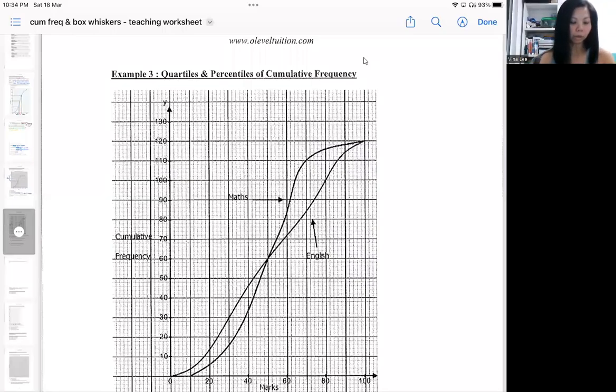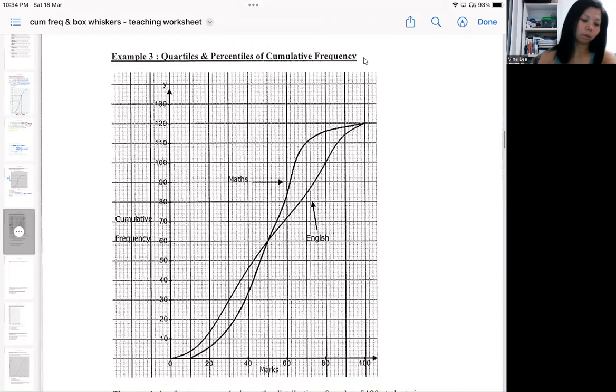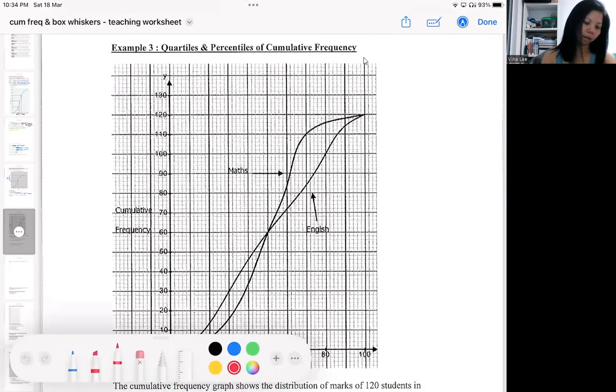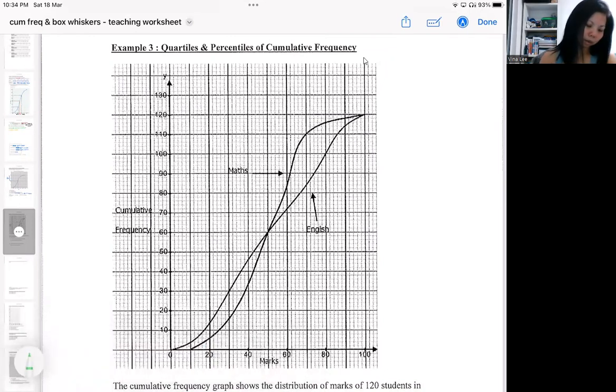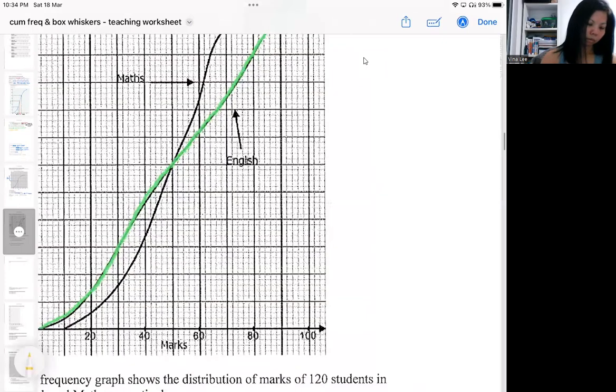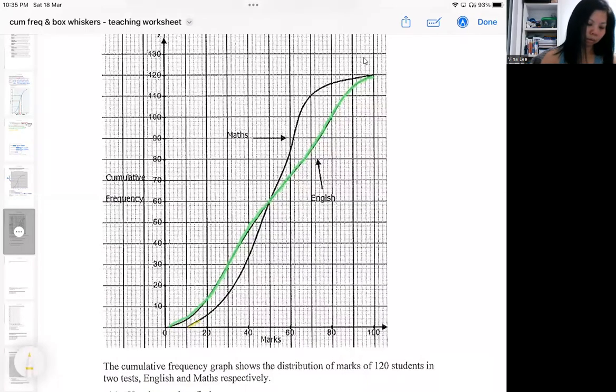In this example, we're going to be looking at two cumulative graphs that are put together on the same axis. So in any case, if you are worried that you might read wrongly, you can highlight it in a different color, just to make sure that you don't read from the wrong graph.